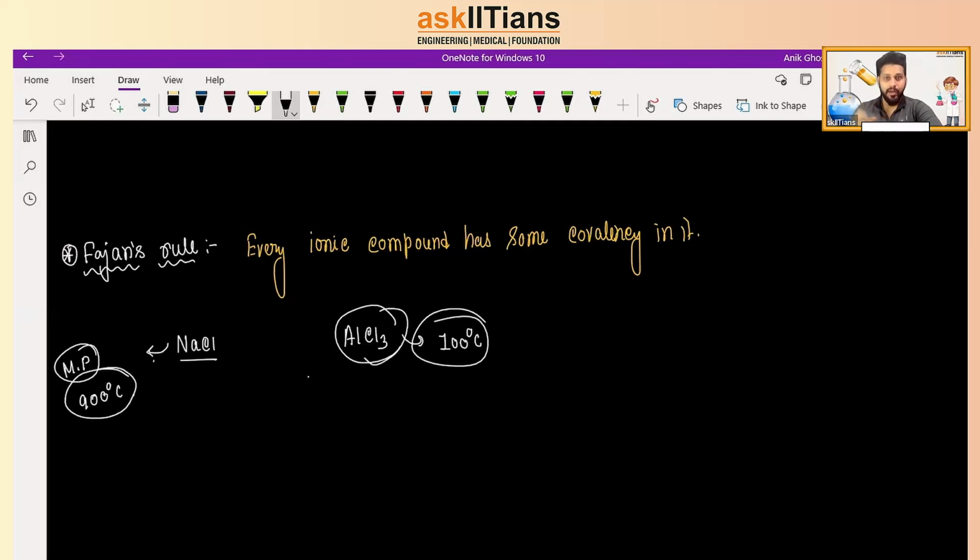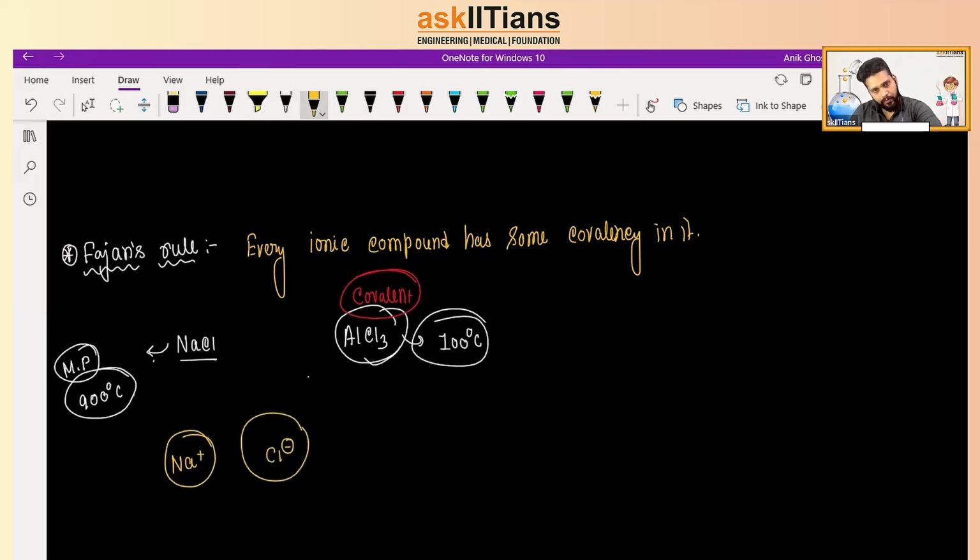From there, we started looking into it, and we found that AlCl3 is not at all an ionic compound. It is actually a covalent compound. But how can AlCl3 be a covalent compound? That can be an important question coming to your mind. So here's the thing. What Fajan said is, let's say this is Na+ and this is Cl minus. Obviously, the cations would be smaller than the anions in size. And this is Al3+, and this is Cl minus.